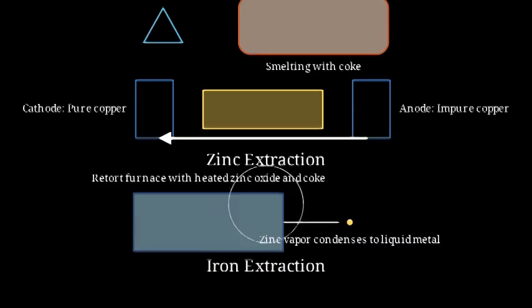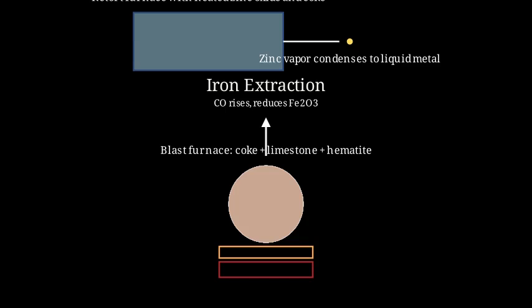Iron is produced in a blast furnace. Hematite is reduced with coke and limestone. Carbon monoxide reduces the oxide, and molten iron collects at the bottom while slag floats above.